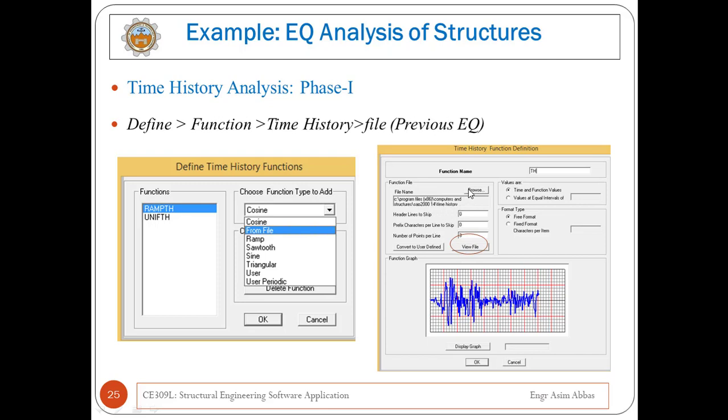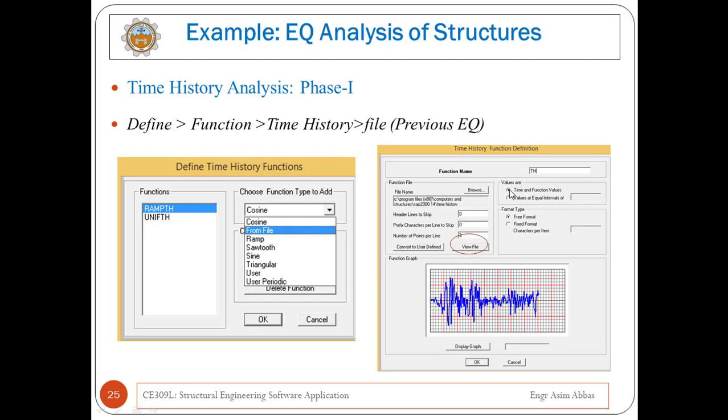The different time history files will be displayed. From here you can click on any time history. For example, I want to import the El Centro time history, so I will choose El Centro and click on OK. Then define the name for this time history.